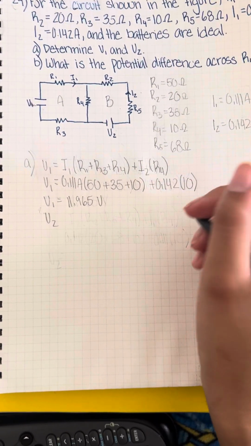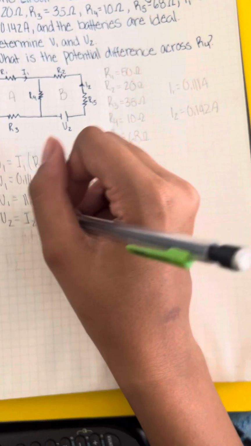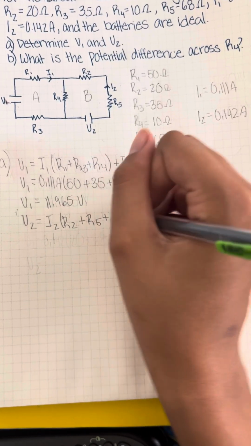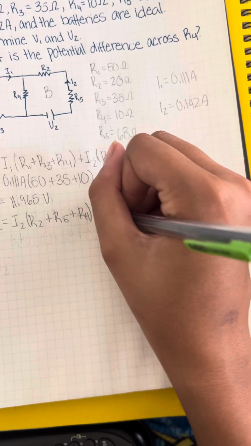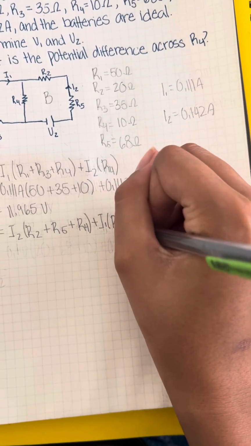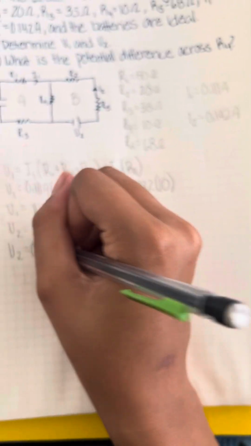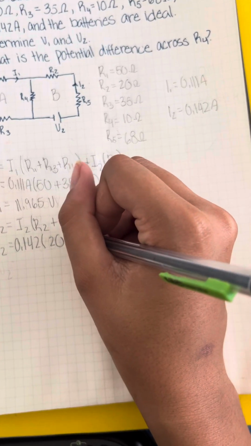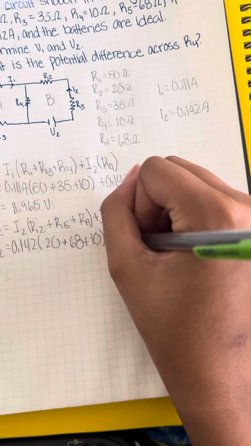And then for this side of the circuit, it's the same concept, just using the second current we're provided. And then we still have to account for resistor 4 getting power from both. R2 is 20, R5 is 68, R4 is 10, plus.